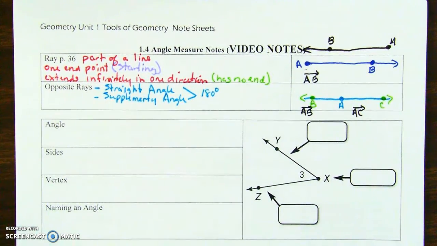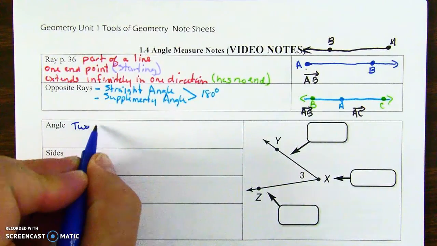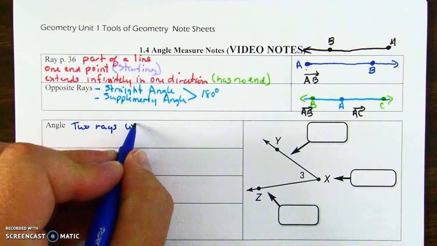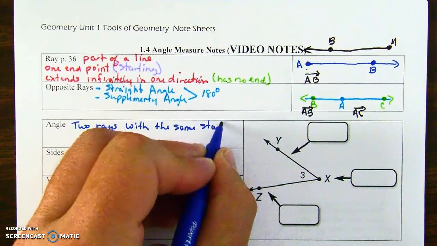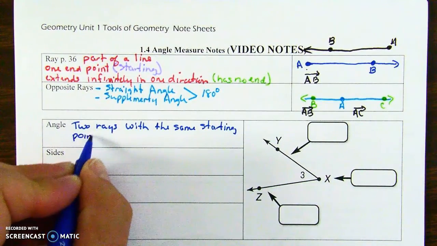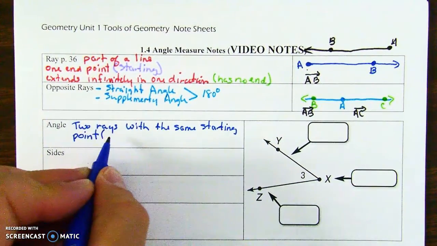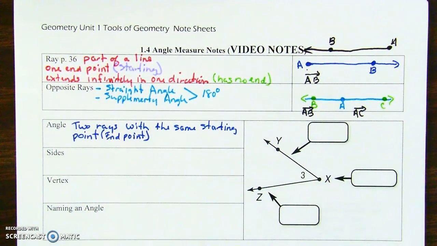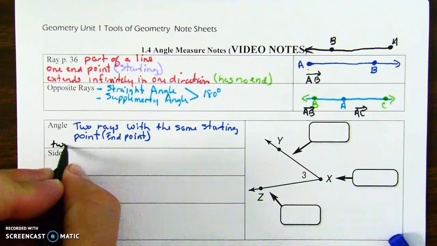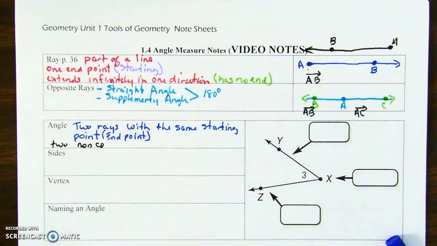An angle basically is two rays with the same starting point is what I would say, or you can say your endpoint. Okay. In the book, it says an angle is formed by two non-collinear rays that have a common endpoint. So we can put in here again that they are two non-collinear rays. I'll make sure I spell collinear right.